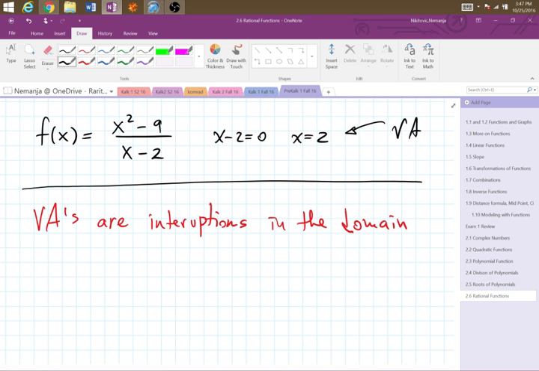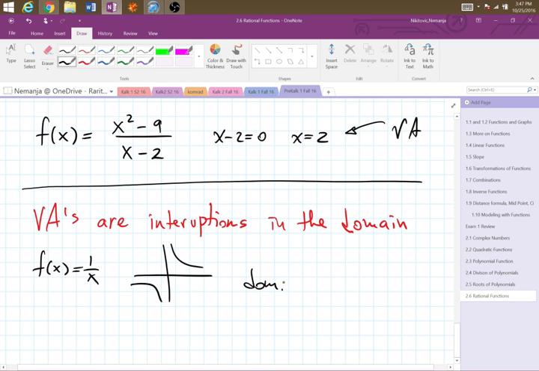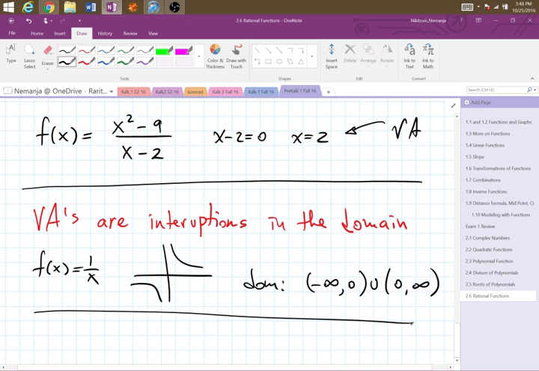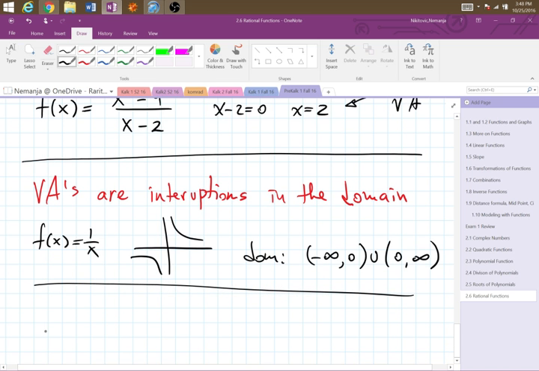So for our good old friend f of x equals 1 over x, which is graphed this way and had a vertical asymptote at 0, the domain was given as negative infinity to 0, union 0 to infinity. So you can see that only 0, which is the place where we had the vertical asymptote, is kicked out. If you pick up any other problem that we did so far, if it has a vertical asymptote, that's where the break is.